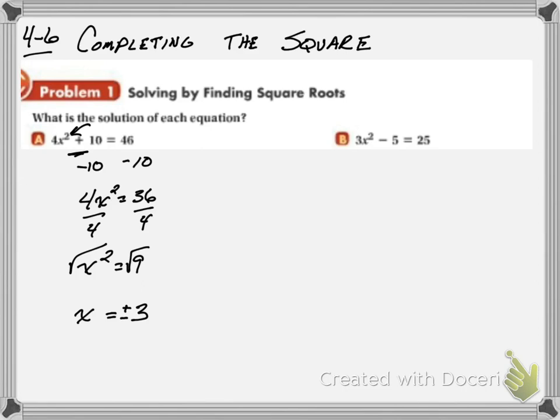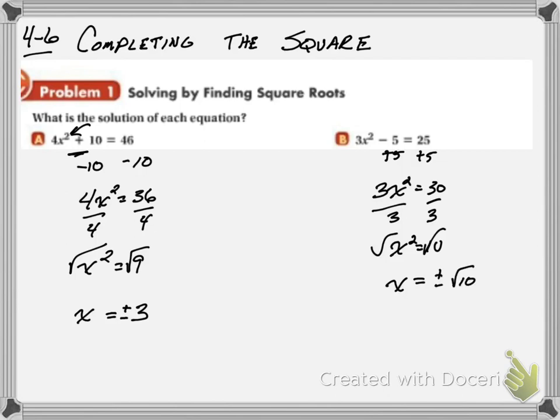So if you're going through here, you add 5. You end up with 3x squared equals 30. Divide by 3. I get x squared equals 10. Square root both sides. I get x equals plus or minus the square root of 10. Again, there's my 2 answers.